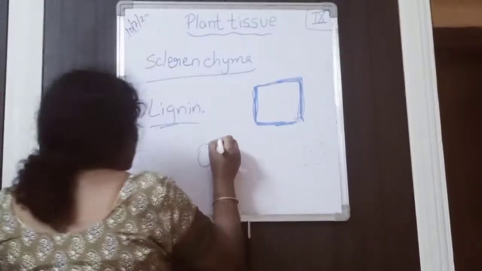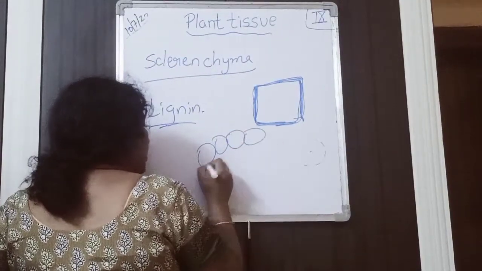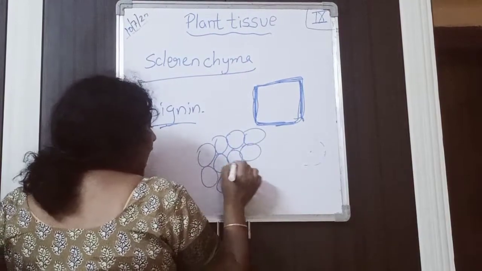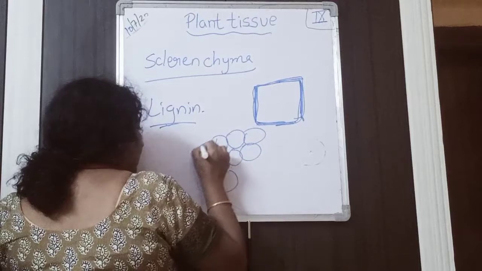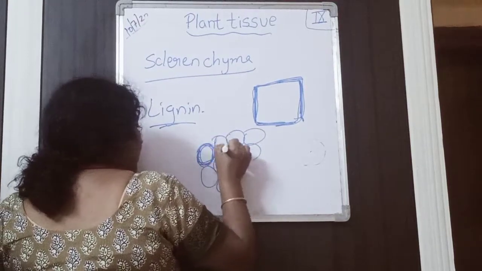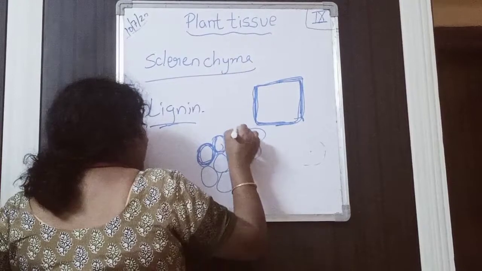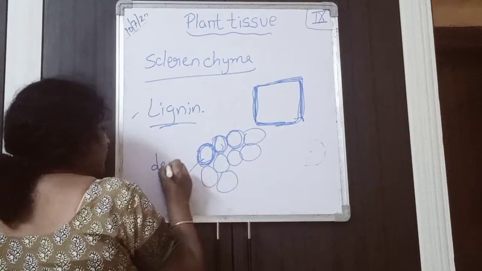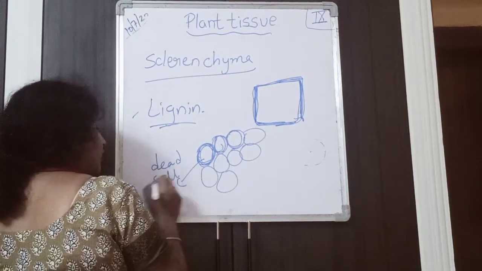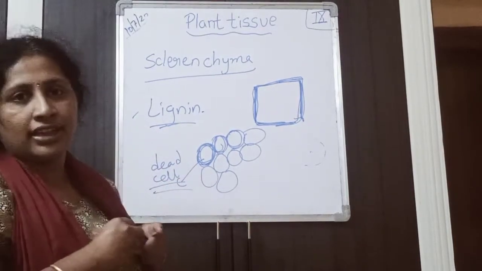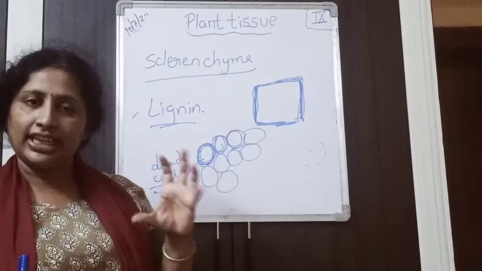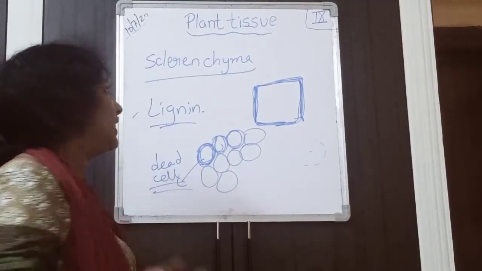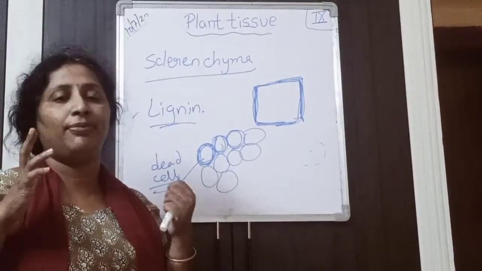In sclerenchyma, all the cells are compactly arranged without any intercellular space, and their cell walls are very thick. And they are dead cells. So what will be the function of sclerenchyma? If you see, the cell walls are very thick and they are dead cells. So the main function of sclerenchyma is mechanical protection.